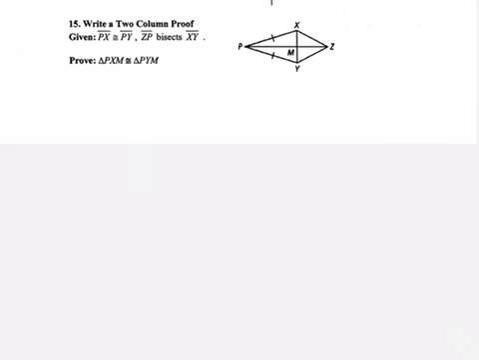Our last proof, question 15. They've given us that PX is congruent to PY and that ZP bisects XY. So we've got a segment, we've got a keyword here, bisects is a keyword. And so we're going to utilize that. So what we're seeing is that segment ZP is cutting XY into two equal parts. So we've got equal segments being created here and here. So we're going to use that in our proof in a second.